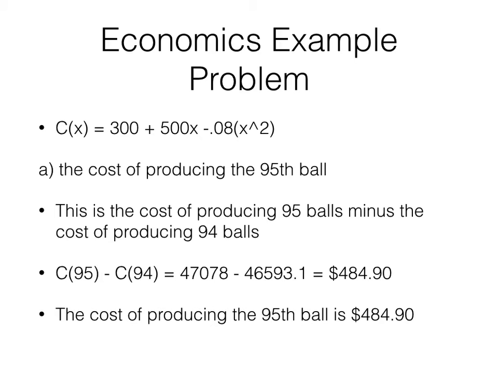So the cost of producing the 95th ball is $484.90. Some people simply plug in 95 to the C of X cost function formula and believe that that's the cost of producing the 95th ball. No, it's not. That's the cost of producing 95 balls total. But in order to find the cost of producing simply the 95th ball, you need to do the process that we just did.